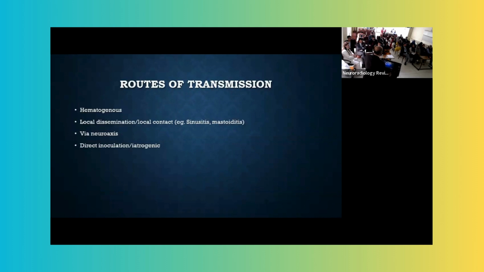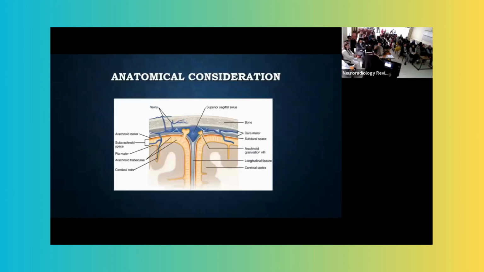So any of these can happen, in terms of how the infection can get into the brain. It could be hematogenous, it could be local dissemination, as we all know, through sinusitis or mastoiditis, or it could be through the nerves, especially the viruses, or it could be post-operative infections.